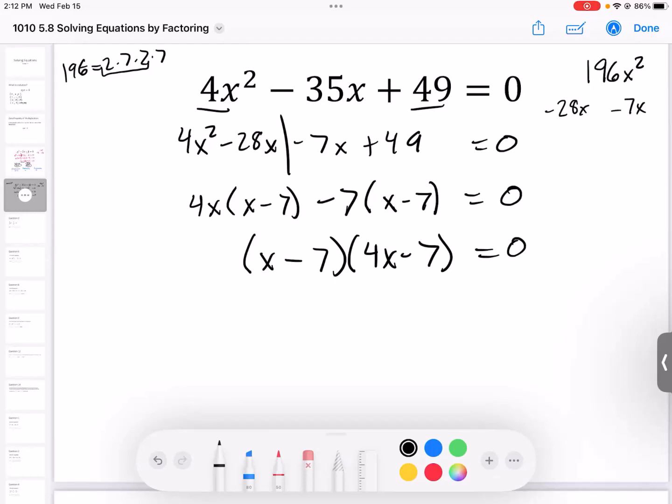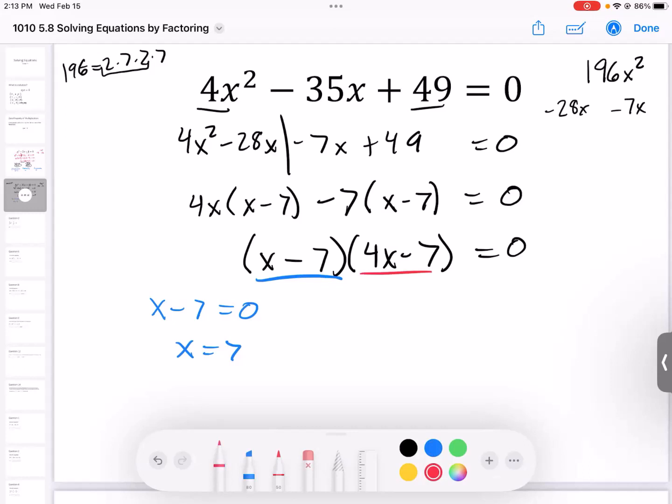To figure out what the solutions are, I need to say, well, if I have something times something else equals 0, one of those two things has to be 0. So I'm going to start off by saying, what if it's this one that's 0? Well, if x minus 7 equals 0, that means that x equals 7. And that would be a solution because 7 minus 7 is 0, and 0 times whatever this is will equal 0.